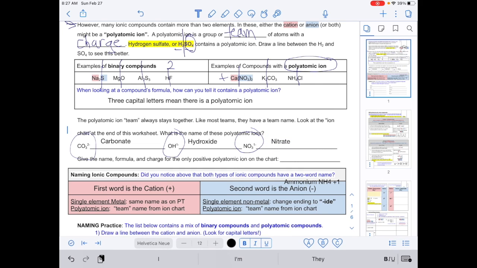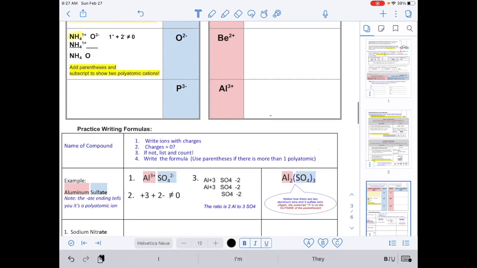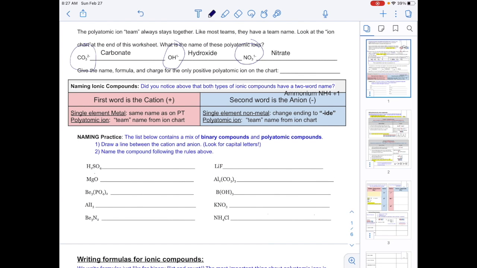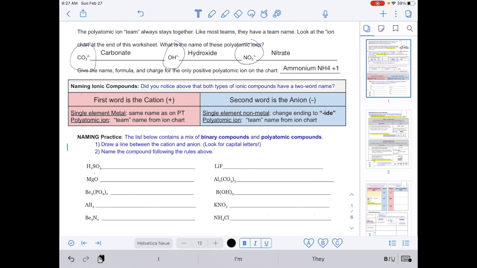The next question says, give the name, formula, and charge for the only positive polyatomic ion on the chart. So I'm going to look down here again. There was one positive one on the left side that I'm using pink for that side. Ammonium. Ammonium is NH4. I got that one ready to go. All right, pause if you need to.